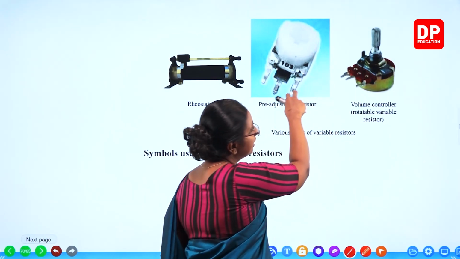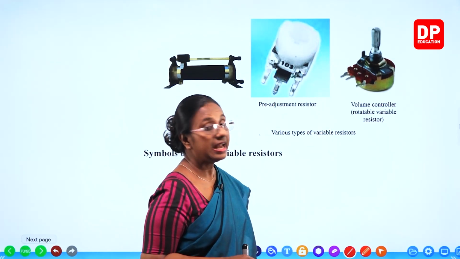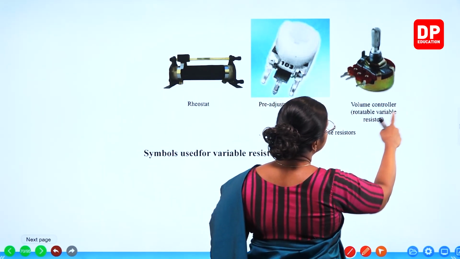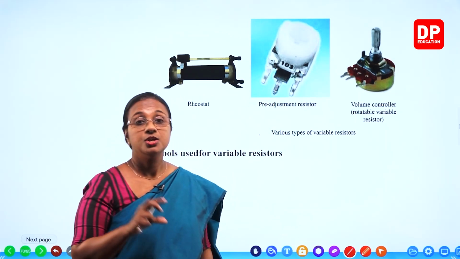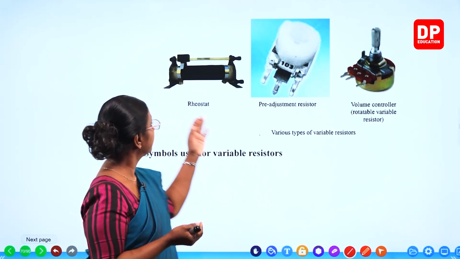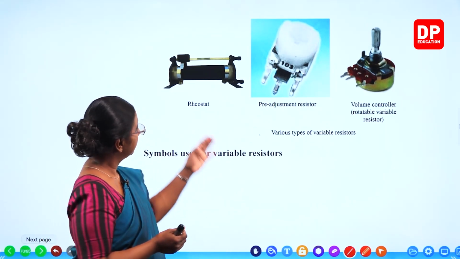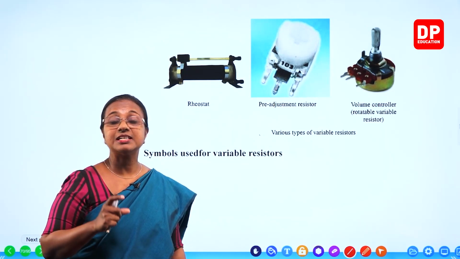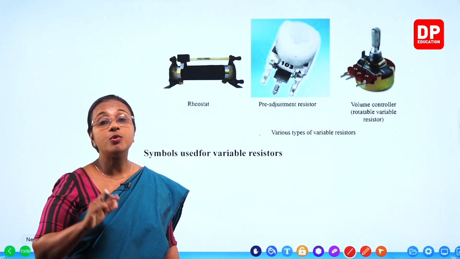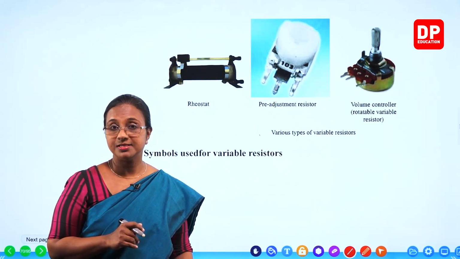Now this part will be connected to the device. You can rotate the volume control and using that you can change the value while it is connected to the circuit. So volume controller, rotatable variable resistor. So while it is connected, you can change the value of the resistance. Same goes for rheostat. But volume controller is very much easy to handle. Rheostat also you can adjust it while it is connected to the circuit. But pre-adjustment you have to adjust the resistance before connecting to the circuit. So those are the three types, various types of variable resistors.